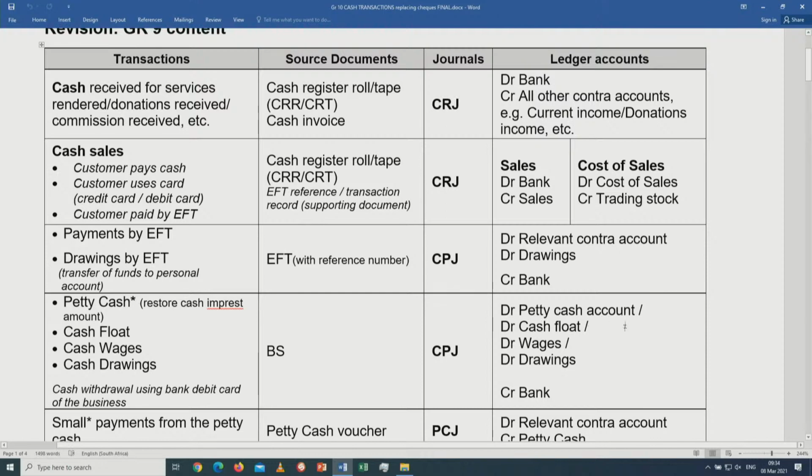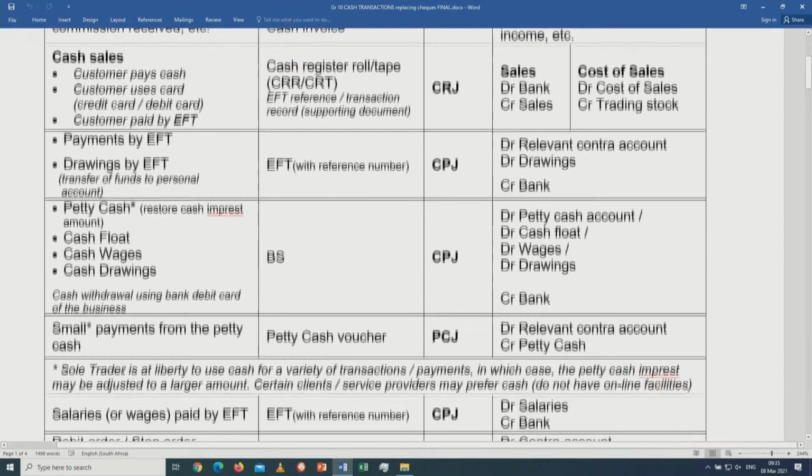Debit petty cash account or debit cash float or debit wages or debit throw-ins. You see, all expenses in this case are debited. Cash withdrawal using the bank or debit card of the business can also belong here. Maybe you have withdrawn cash to go and fill the petty cash box in your store. That cash will reflect on your bank statement, and then you will record it under the cash payment journal, and then the following accounts will be debited and credited.